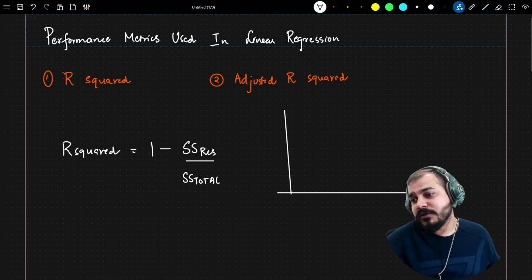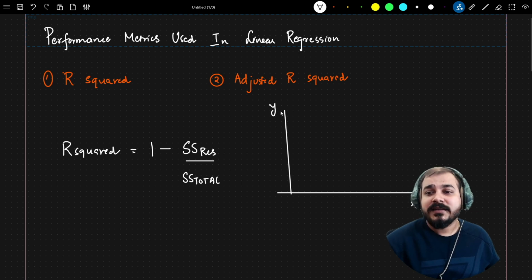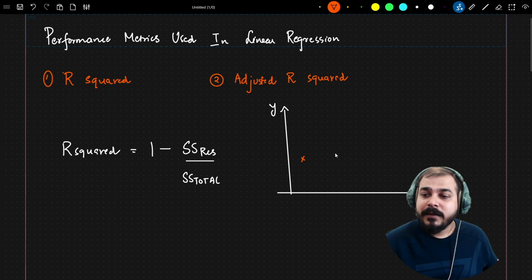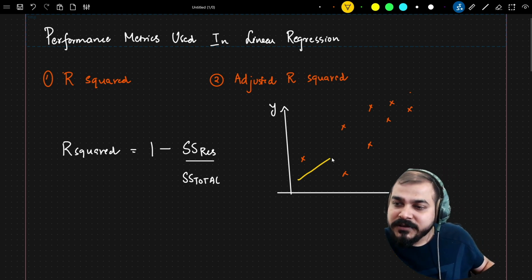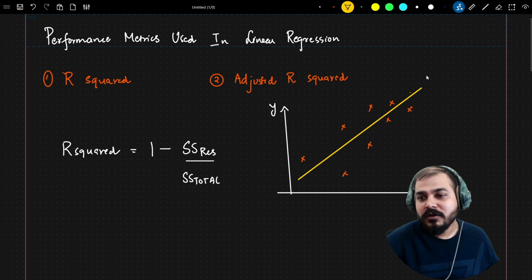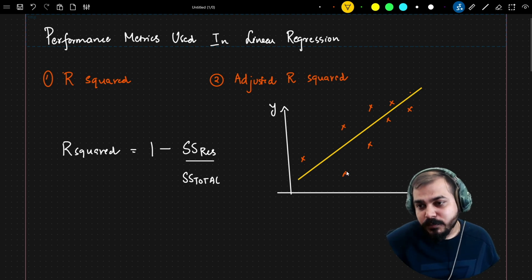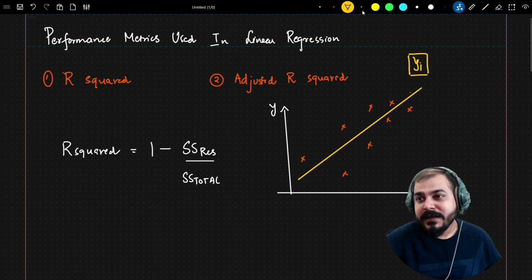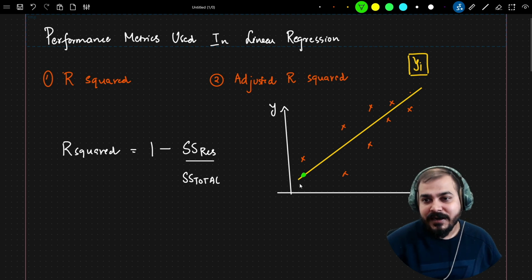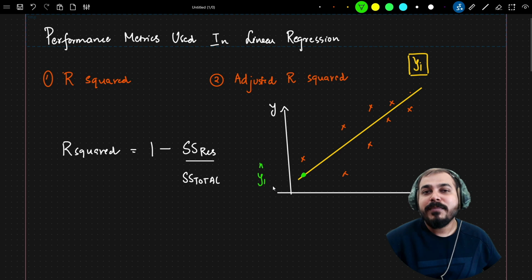Suppose this is my problem statement, with an x-axis and a y-axis, and I have some data points which look like this. I'm just drawing some data points over here. Our main aim is to find the best fit line. These orange points are my true outputs, so I say all these points belong to y of i. Y of i are my true outputs. Similarly, with respect to each point, the predicted point is this one, which I can say is y of i hat. Y of i hat are my predicted points.